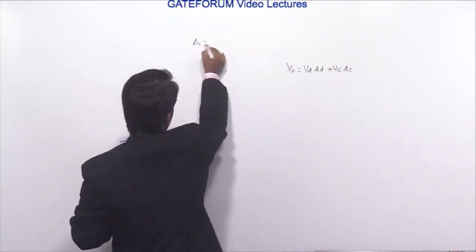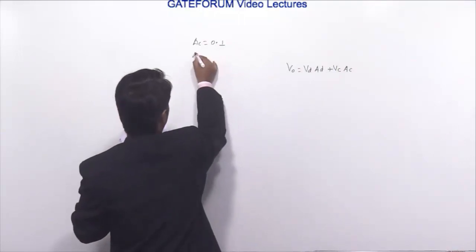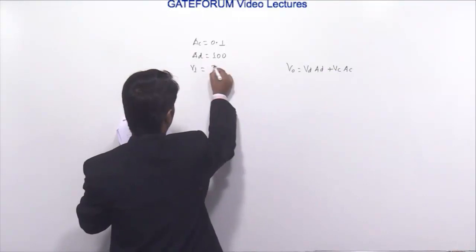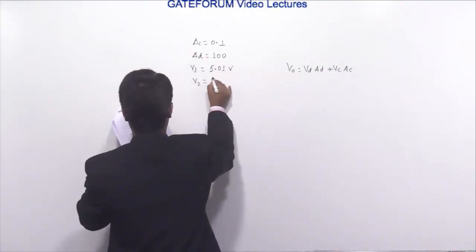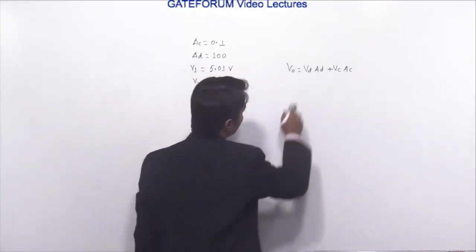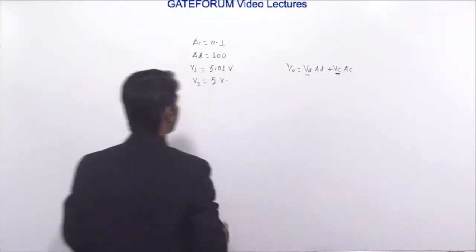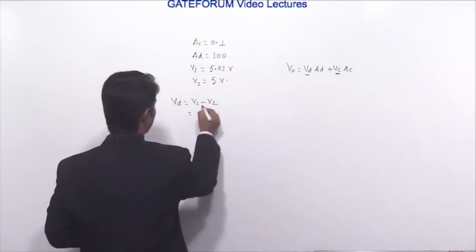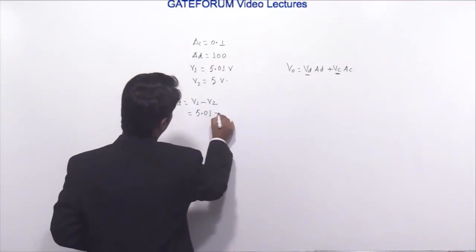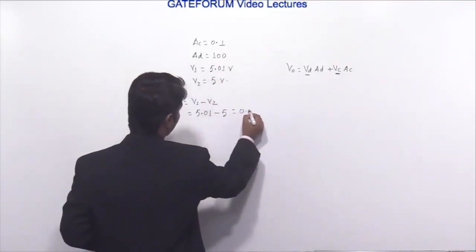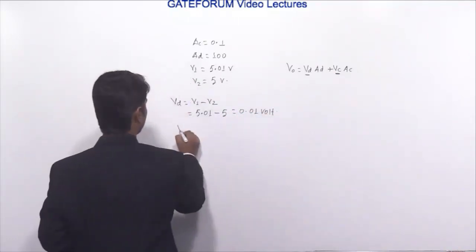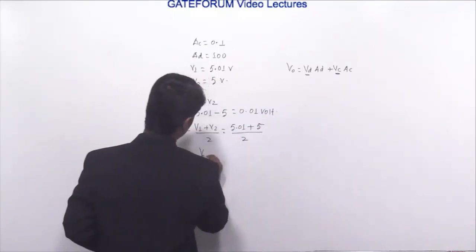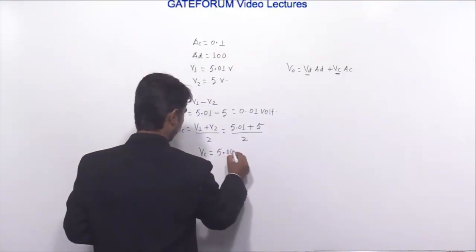AC is given as 0.1, and AD is 100: differential mode gain is 100, common mode gain is 0.1, and V1 equals 5.01 volt and V2 is 5 volt. First we have to calculate the differential input VD and the common mode input VC. VD is V1 minus V2, which is 5.01 minus 5, that is 0.01 volt, and VC is V1 plus V2 divided by 2, which is 5.01 plus 5 divided by 2, that is VC equals 5.005 volt.